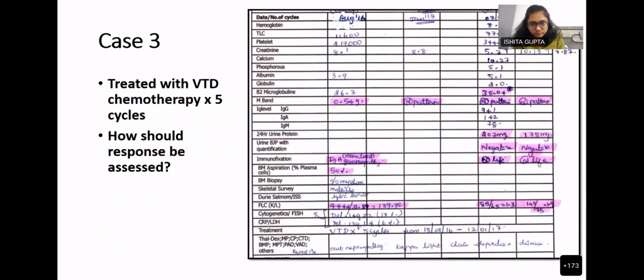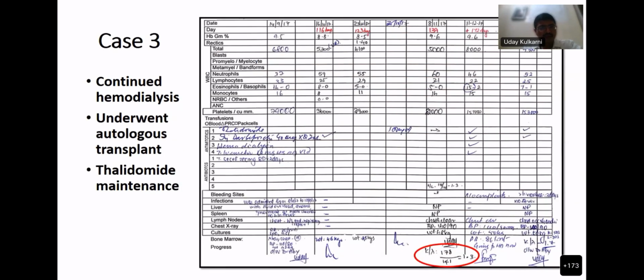So we treated her with BTD chemotherapy 5 cycles, and because the M protein was small, less than 1 gram, we monitored the free light chain ratio. So we use the free light chain ratio for monitoring these patients. The free light chain ratio was 139 to begin with, and that reduced to 1.3. In fact, it is the difference between the involved and the uninvolved light chains that is monitored, and that is showing a nice reduction with therapy. So we continued the hemodialysis.